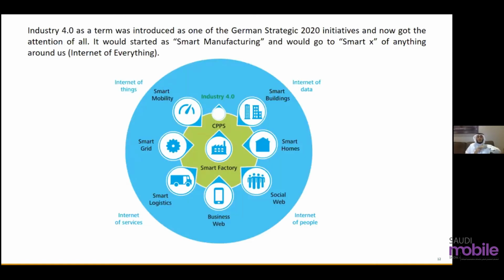So we have here smart mobilities, smart grid, smart logistics, business web, social web, smart homes, smart buildings, all of which are surrounding the industry for smart factory or smart manufacturing. So we don't have only the things that are going to be on the internet, the dumb gadgets, but also the services, the people themselves, and the data.